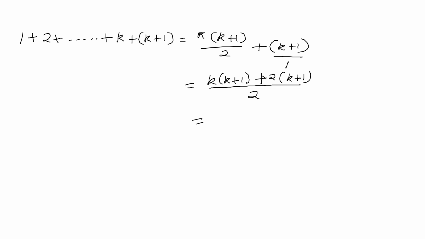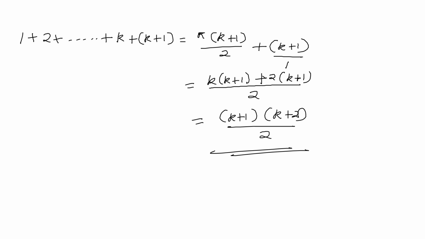so that is k plus 1 is common there, so you can take it out. k plus 1 into what is remaining next? k plus 2 divided by 2. So you see this equation 2, it is same now. So from equation 1 we have obtained this equation 2. So the last equation shows that P of k plus 1 is true. So this proves what is asked to prove.